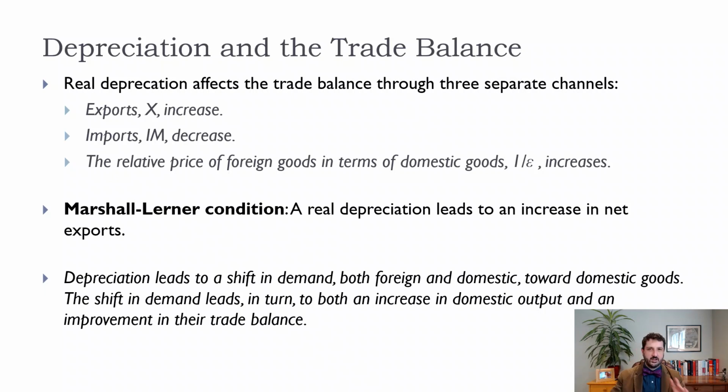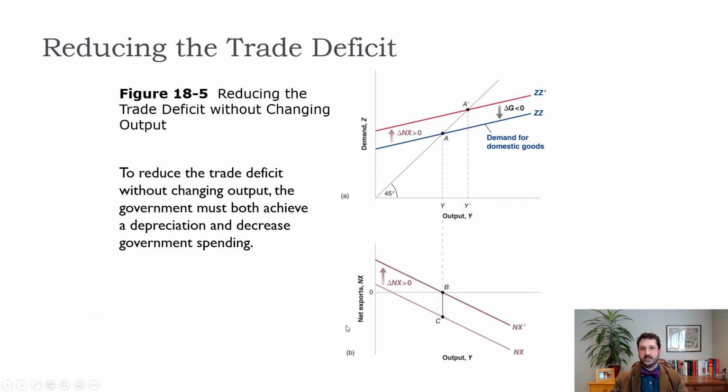That's less true now than it was then. So let's think about that. What if we want to reduce the trade deficit, but also keep GDP the same? If we can achieve a real depreciation, then that's going to shift our net exports up, right?